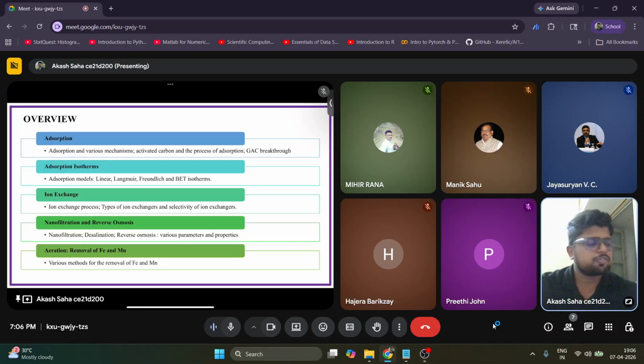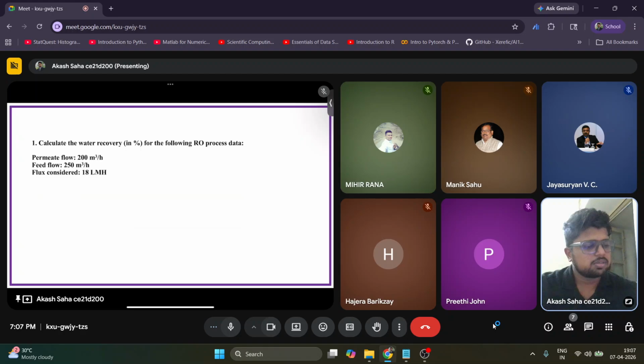Okay, so we'll start off with the question answers. Let's solve the first problem, a very easy problem. It says: calculate the water recovery in percentage in the following RO process data. Permeate flow is 200 meter cube per hour, feed flow is 250 meter cube per hour, and the flux considered is 18 LMH. So LMH is liters per meter square per hour. You have to tell me what is the water recovery in percentage. You can just tell me. I think not much calculation is required.